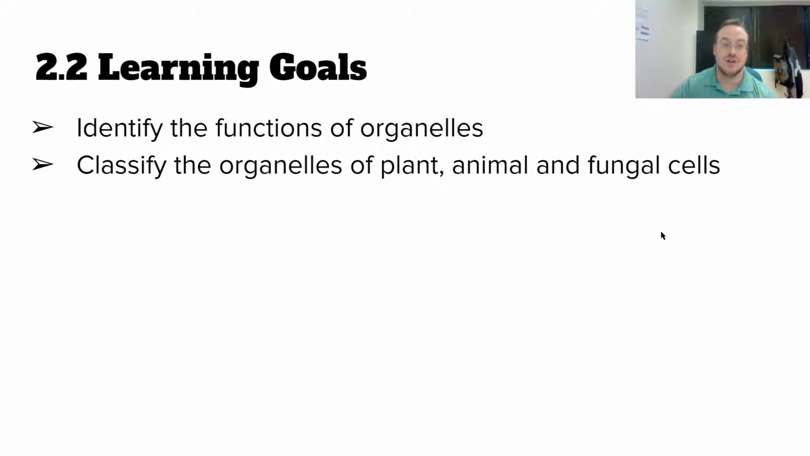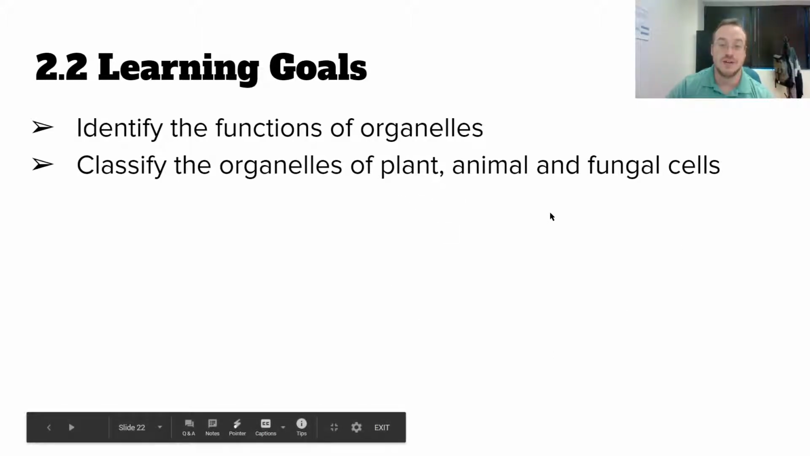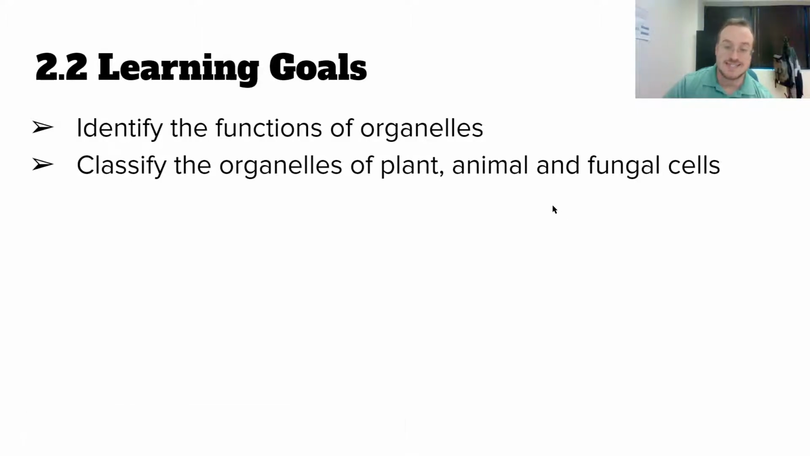All right, so our 2 learning goals, right, to identify the functions of organelles and to classify the organelles of plant, animal, and fungal cells. We went over each type of organelle and its function, and we talked about the differences in the cells so that we would see where those organelles were and were not. Big differences there were mitochondria, chloroplasts, and the cell wall.